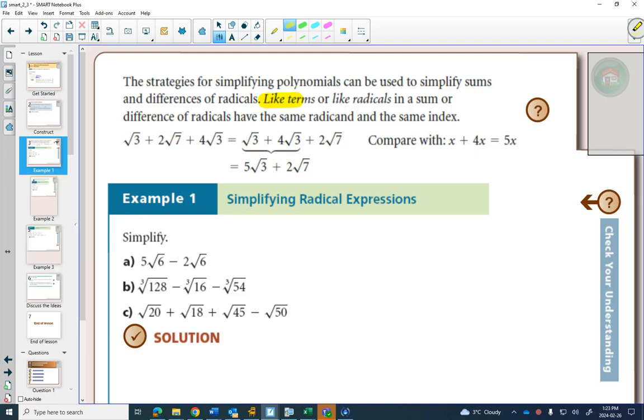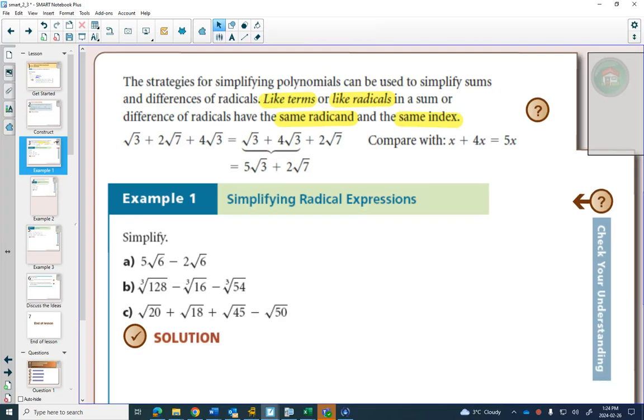Before, where you had like terms, with radicals we have to have like radicals, which means that you have to have the same index and the same radicand. So here, if I have root 3 plus 4 root 3's, that can make 5 root 3's. But I can't put the 2 root 7 together with them. This would be as simplified as it gets.